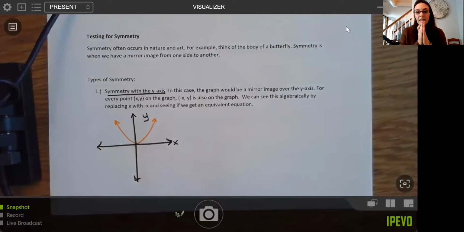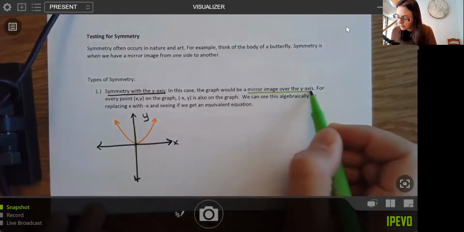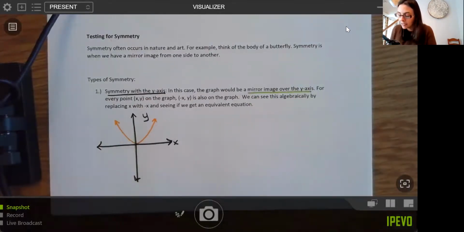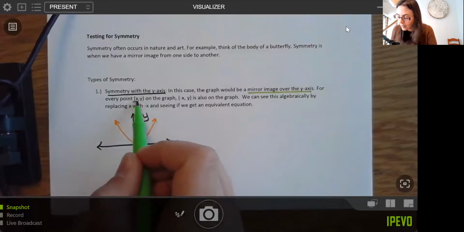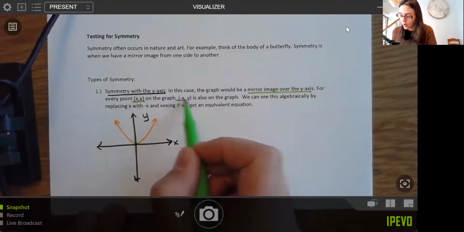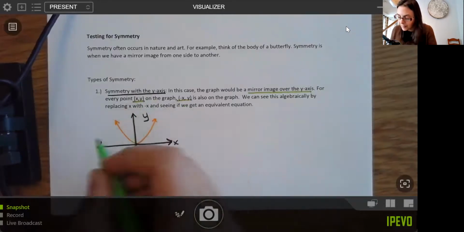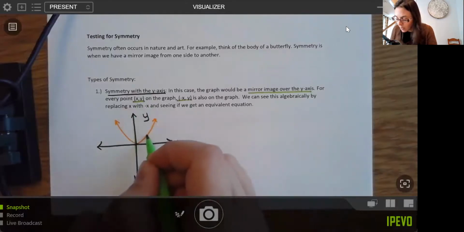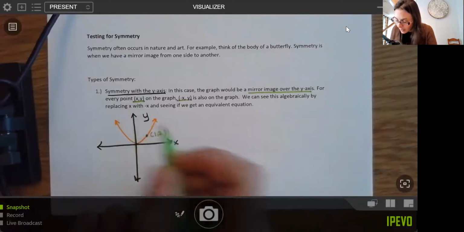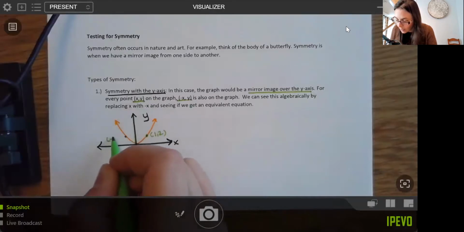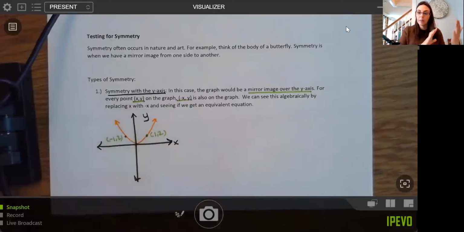So this is something that has symmetry with the y-axis, or symmetrical or symmetric with the y-axis. So you have that mirror image over the y-axis. Graphically, what you're going to see is that every point (x, y) on the graph also has (-x, y) on the graph. So for instance, I'm just going to make up the points here, but let's say this was the point (1, 2), then you would have the point (-1, 2). So you'd have the mirror image of the point on the other side. The y value stays the same, but you'd have opposite signs for the x's.